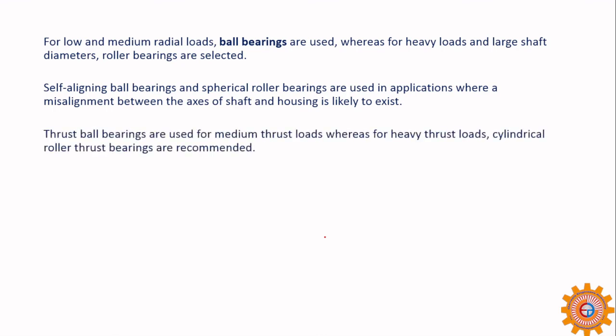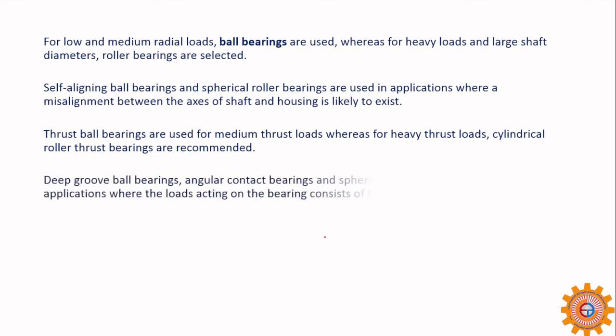Thrust ball bearings are used for medium thrust loads, whereas for heavy thrust loads, cylindrical roller thrust bearings are used. Balls are also used in thrust bearings, and rollers too. If balls are used, they are thrust ball bearings. For heavy loads, we go for rollers. Even in radial, ball for small and medium, and roller for heavy.